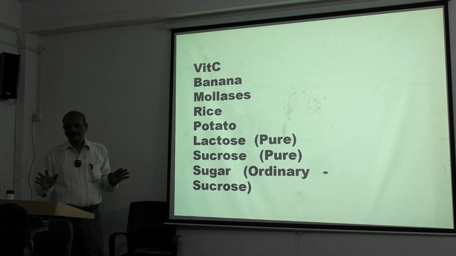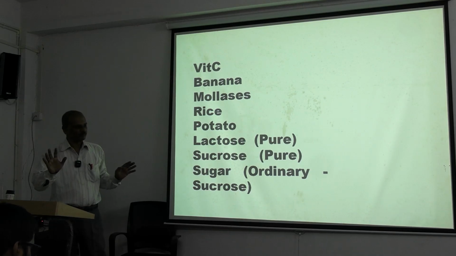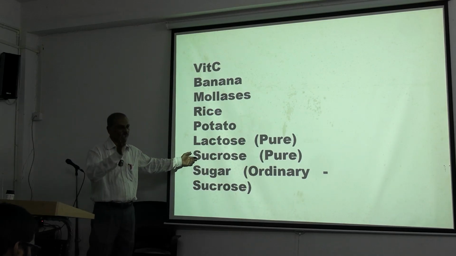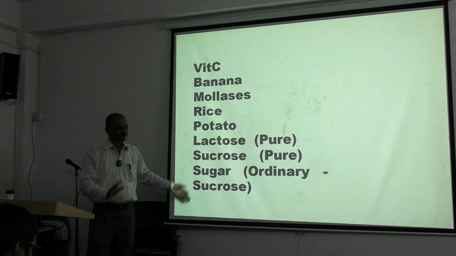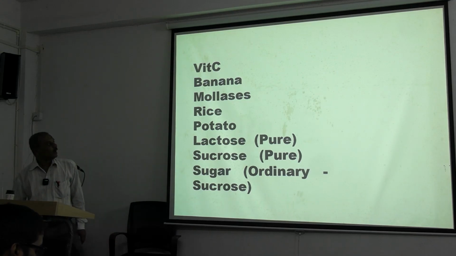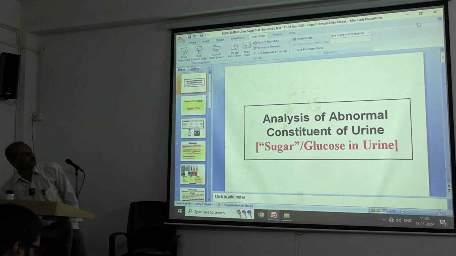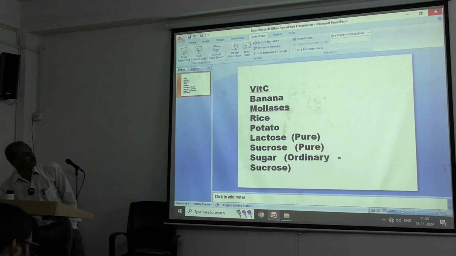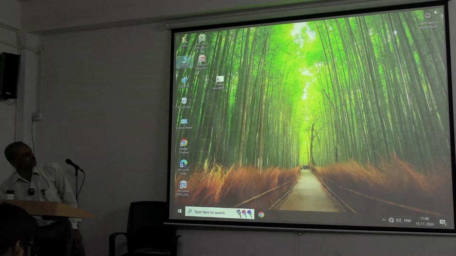And you may get a slight change because of admixture. That pure sucrose, that laboratory sucrose will not give. Okay? So then let us move. The only point I want to highlight here: exercise adequate caution so that nobody is injured.